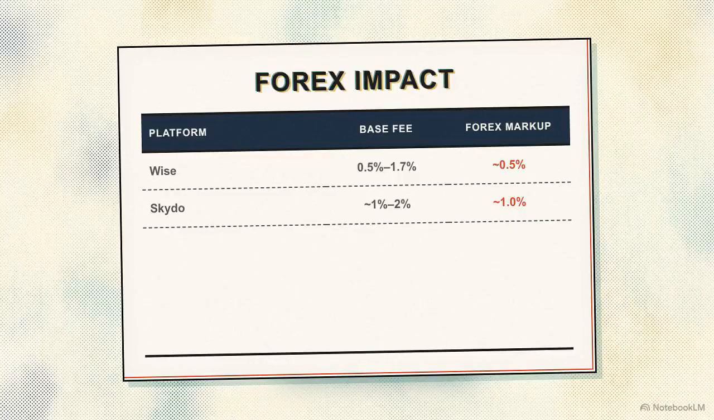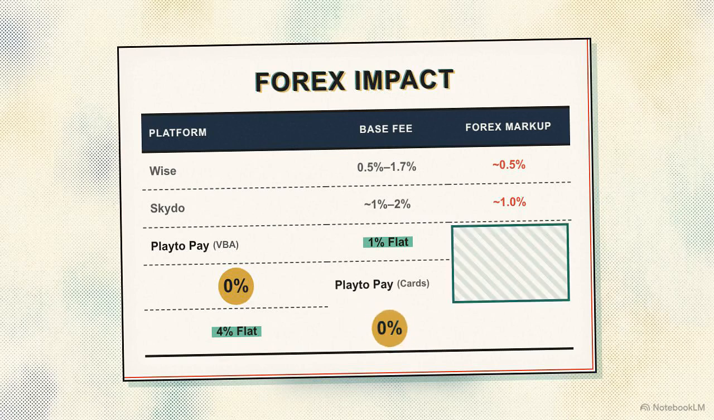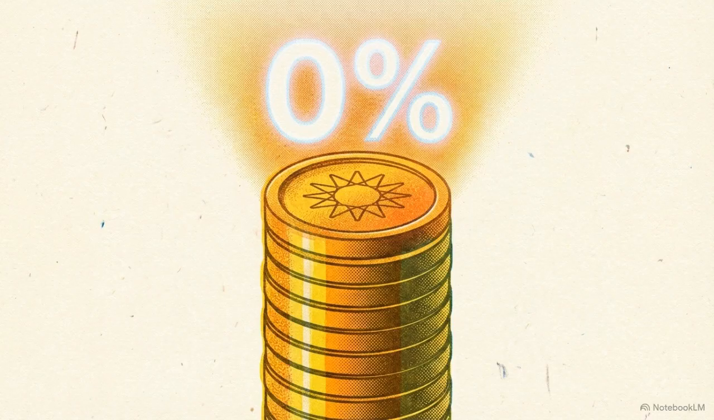This scorecard shows Playto's tiers. For virtual bank accounts, like a US ACH transfer, Playto charges a flat 1% fee with zero forex markup. For credit cards or Apple Pay, the base fee is 4%, but the forex markup remains strictly at 0. Eliminating that hidden exchange rate spread means that even on this consumer tier, you keep significantly more of your money than you would with PayPal.